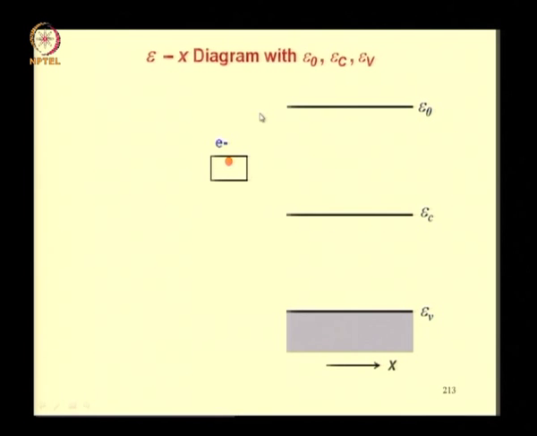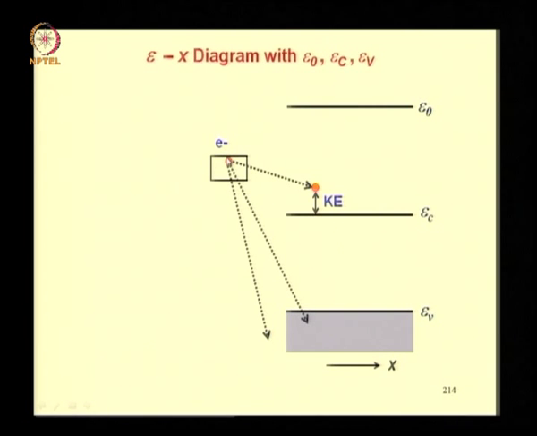Let us familiarize ourselves with these three levels, E naught, EC and EV, a little more. Consider an electron inside a semiconductor. What would be the energies associated with this electron? Now this electron, in terms of its energy, could be anywhere as shown here. For example, it could be in the conduction band, it could be in the valence band, or it could be in any of the lower bands which are present.